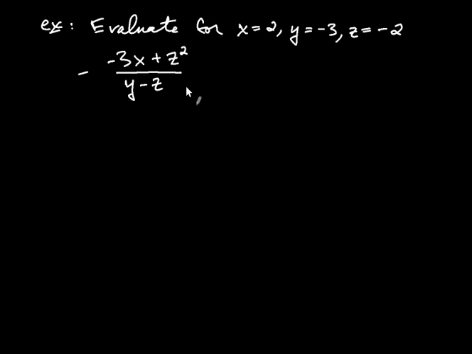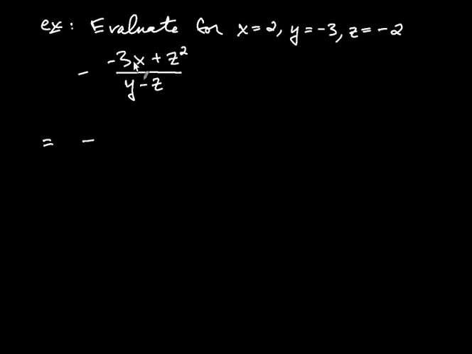Okay, so we're going to evaluate this expression for x is equal to 2, y is equal to -3, and z is equal to -2. And here's our expression. It's the opposite of -3x plus z squared over y minus z. So what we're going to do, just like before, is replace x, y, and z with the given values up here. So let's see, negative, that is unchanged.